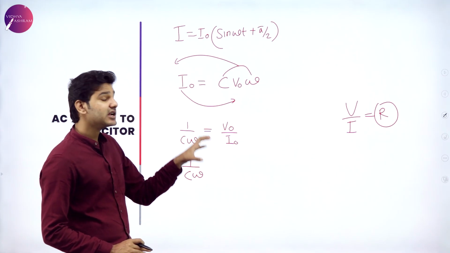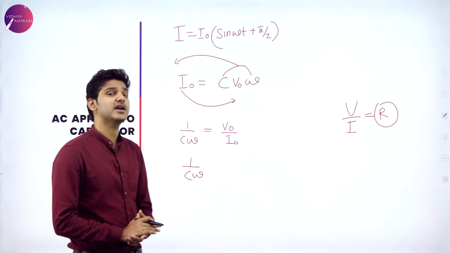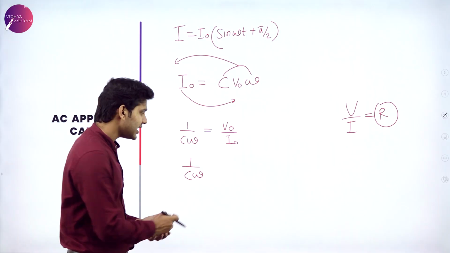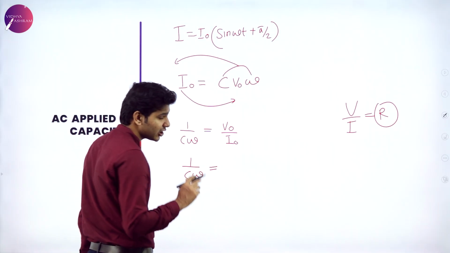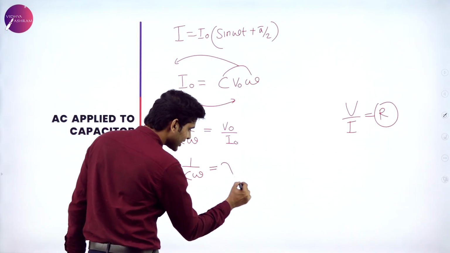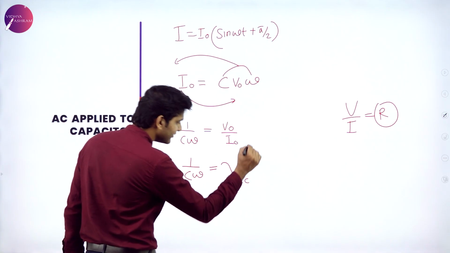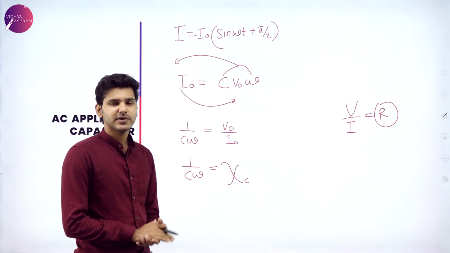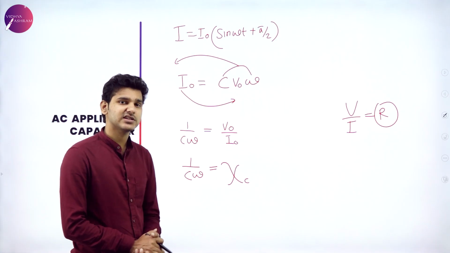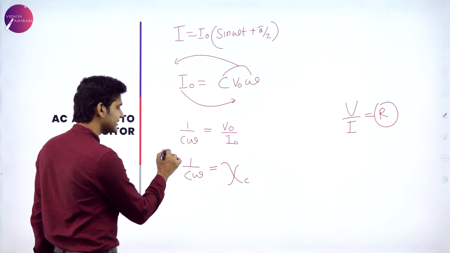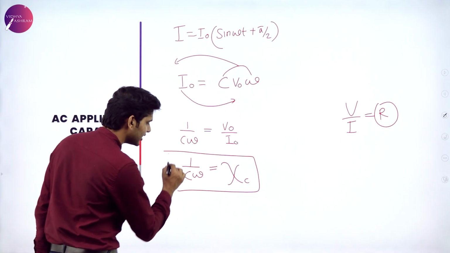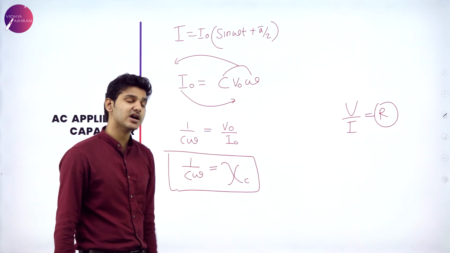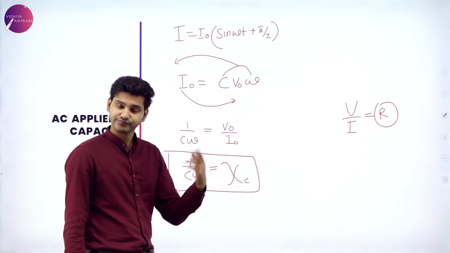So here I can say 1 by C omega is equal to capacitive reactance, which is indicated not by R but rather by chi C. Chi is the reactance, or simply the resistance offered in this capacitive circuit, and this is the expression for that capacitive reactance, that is 1 by C omega is equal to chi C.